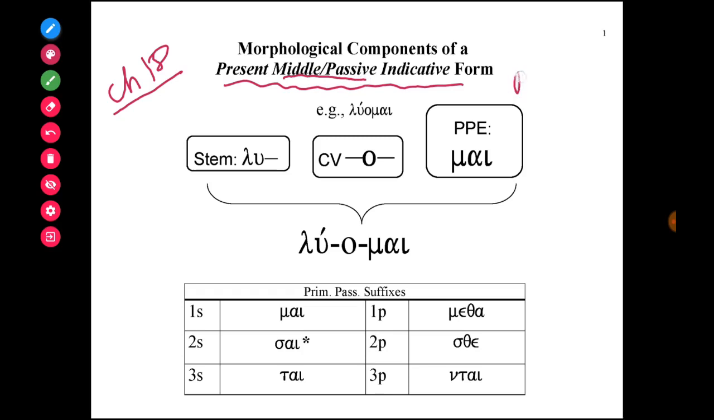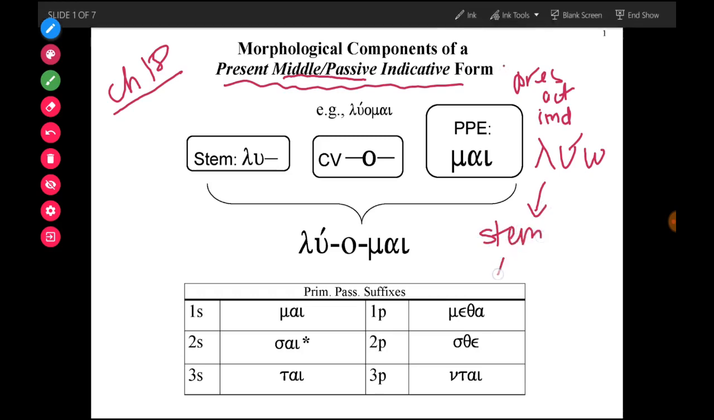When we learned the present active forms in our last module, we discovered how we form or conjugate the verb, so let's say, for example, the verb luo, which again means I am loosing. The way we formed the present active form was that we took the stem of the verb, lu, and we added to it the primary active suffixes. So we added o, eis, ei, omen, ete, ousi or ousin, and that gave us the forms for the present active indicative.